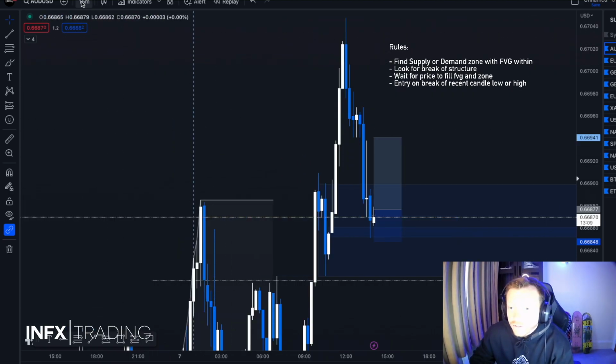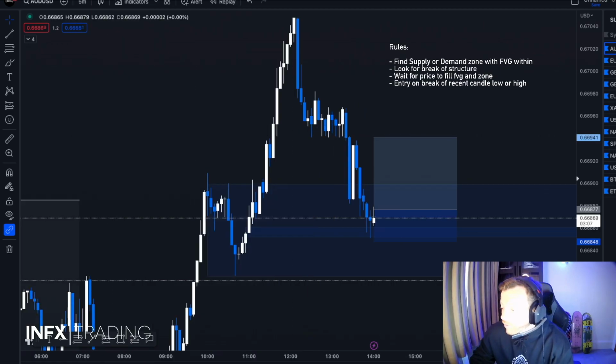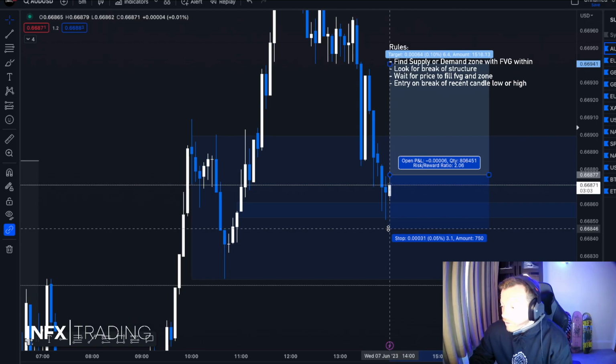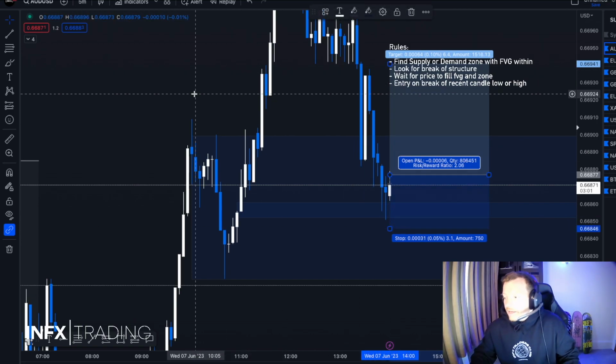So that 5-minute candle has broken the candle's high. Okay, stop loss is just down below here. I actually got it at 846.